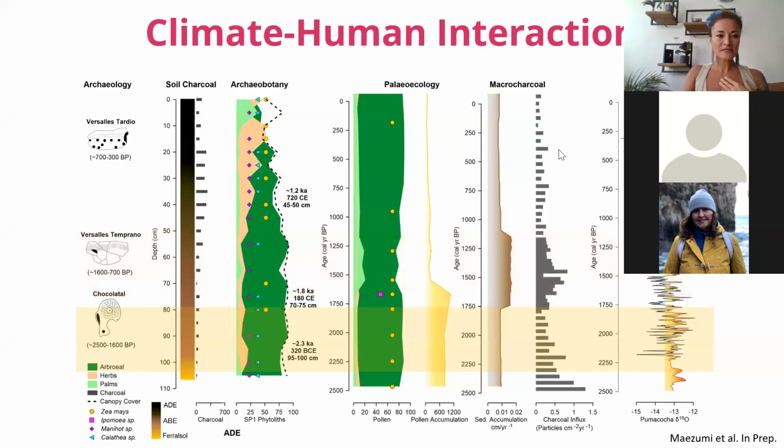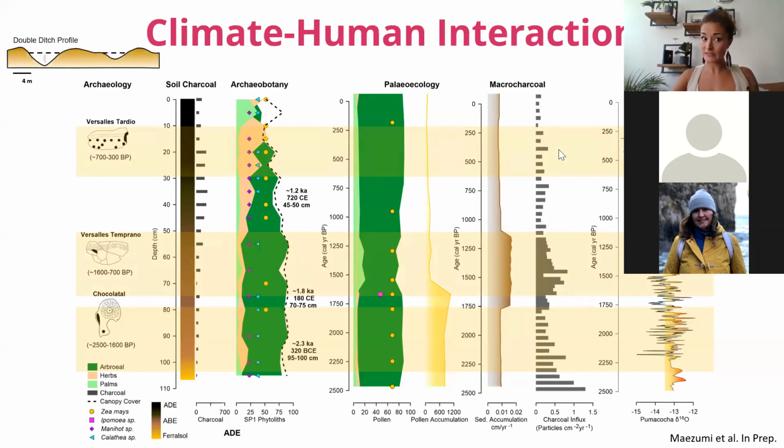Now, as we move up towards this last phase, this Versailles Tardío, we see that this period is actually associated with a shift towards wetter conditions. Archaeologically, you'll remember back that double ditch profile that I was telling you about. This is actually indicating increased fortification around the archaeological site at this time period. And so, this is kind of what we were playing with this idea this morning, you notice that there's an absence of maize pollen around the lake at this time.